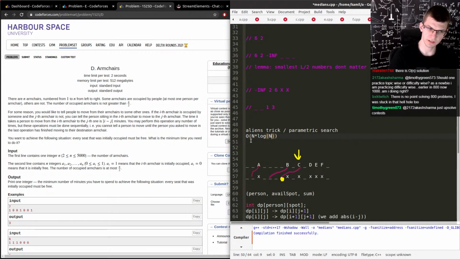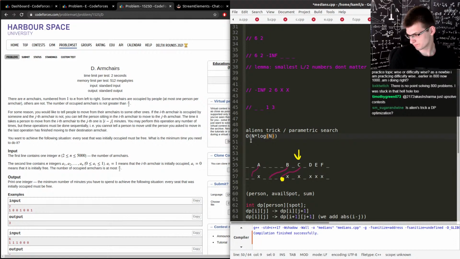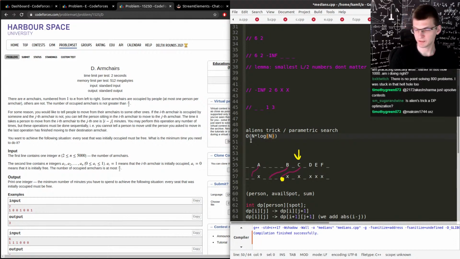Maxim says there's a linear solution. Maybe I should say which spots will not be used.